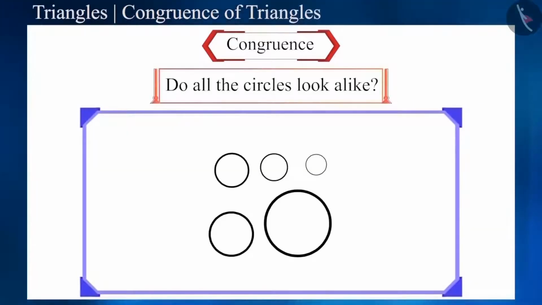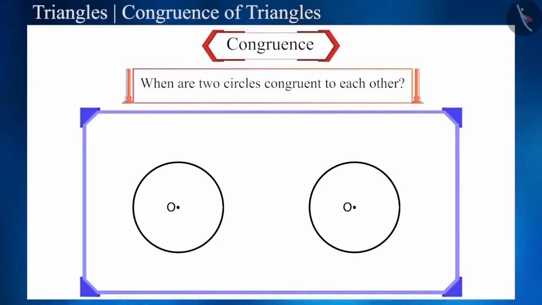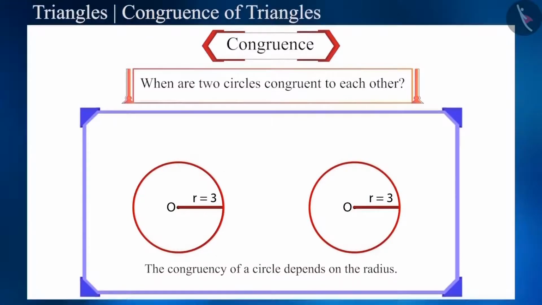Friends, do all circles look alike? All the circles appear to be round, but the only difference is that they can be bigger or smaller than each other. Can you tell when are two circles the same, or let's say congruent to each other? Circles drawn with the same radius are congruent to each other. That is, the congruency of a circle depends on the radius.